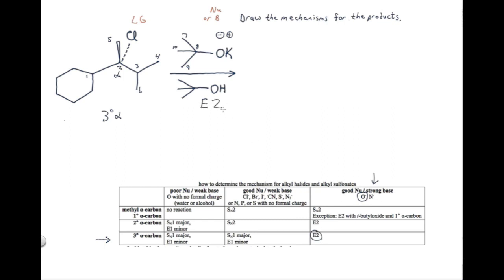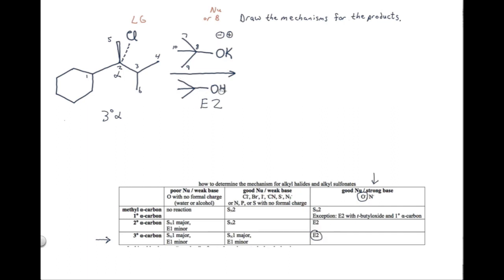E2 mechanism. Did you notice that this compound is tert-butyl oxide? This compound is, again, tert-butyl oxide, but it really doesn't matter. It doesn't matter whether this is tert-butyl oxide in this situation. In this situation, tert-butyl oxide will give us an E2, but any other ordinary O- would also have given us an E2 in this situation.